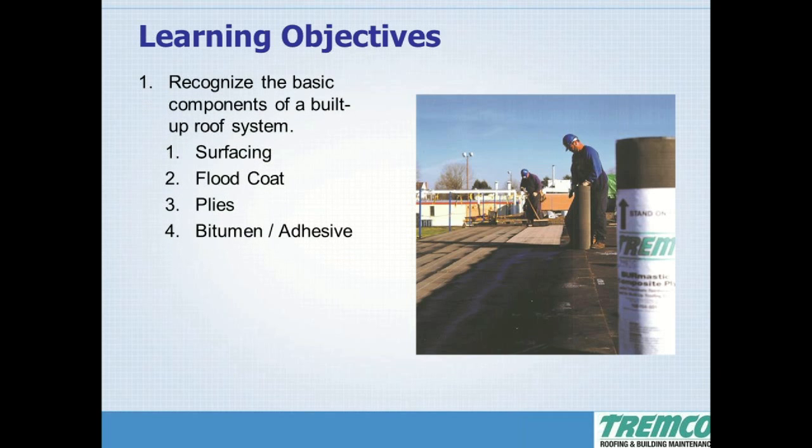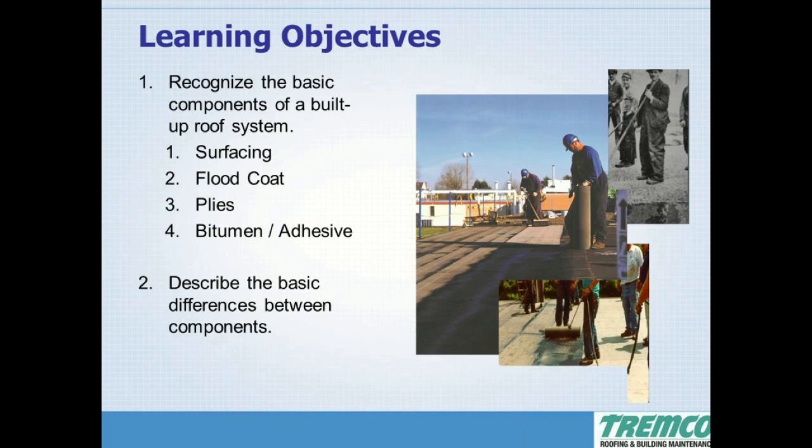Our first is to recognize the basic components of a built-up roof system. The first is surfacing, then we have flood coat, then we have plies, then we have bitumen and adhesive. We're going to go into the details of each one of those. And our second objective is to describe the basic differences between these components. Again, we're going to go through each one of these in detail, and you'll be able to tell me why one is different from the other.